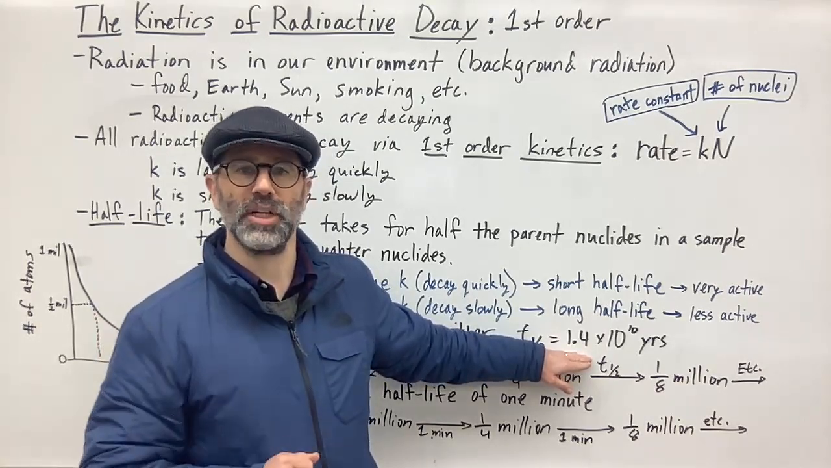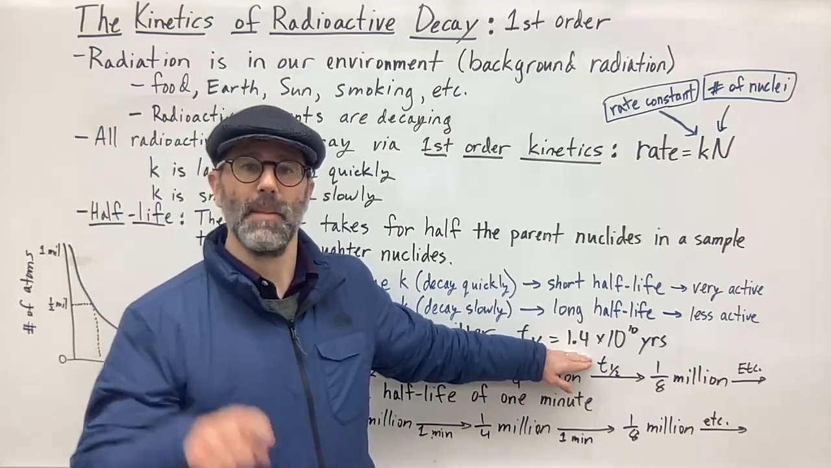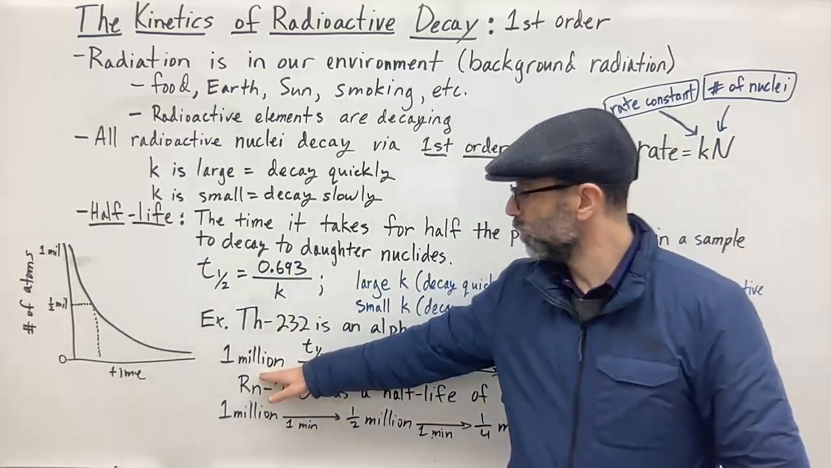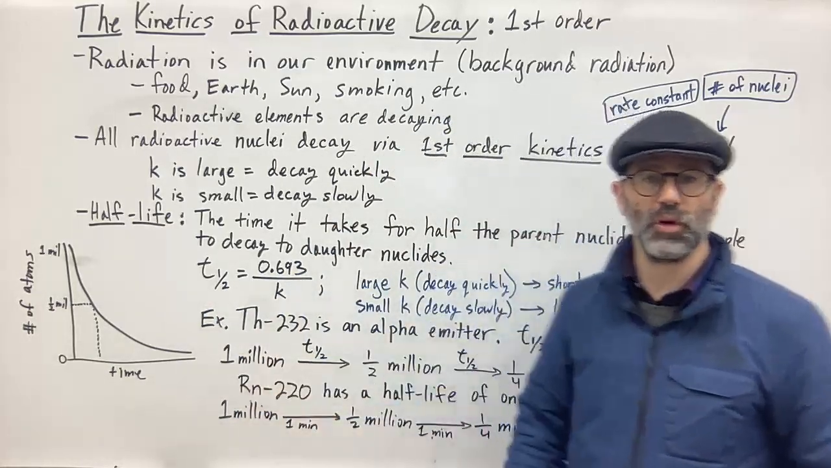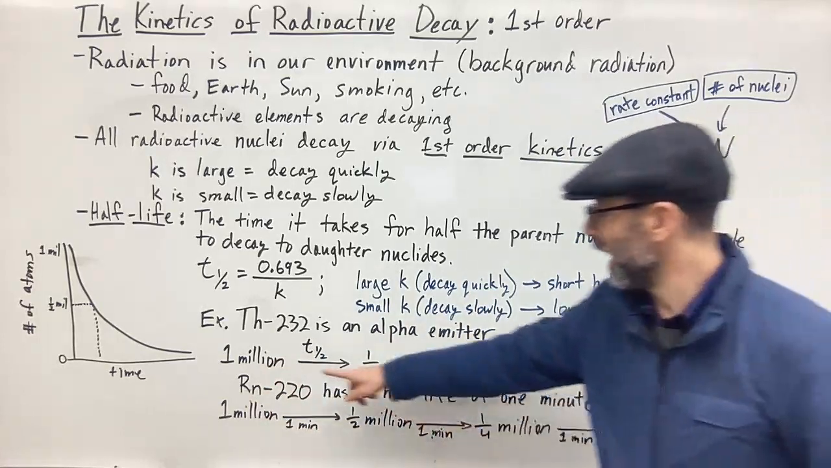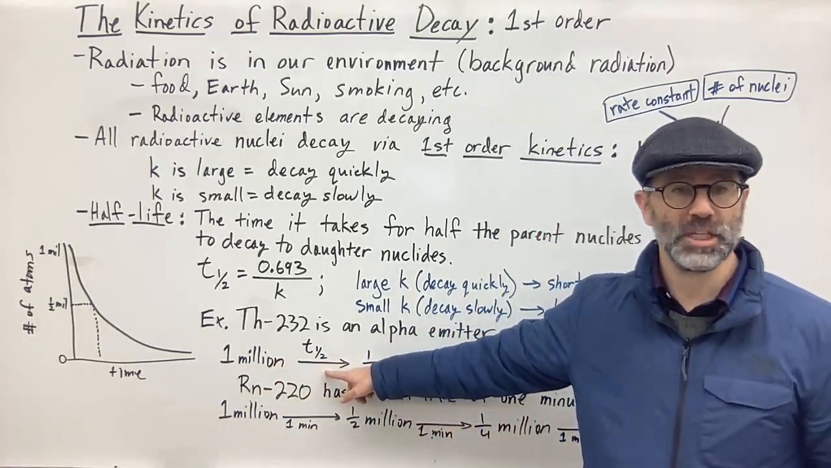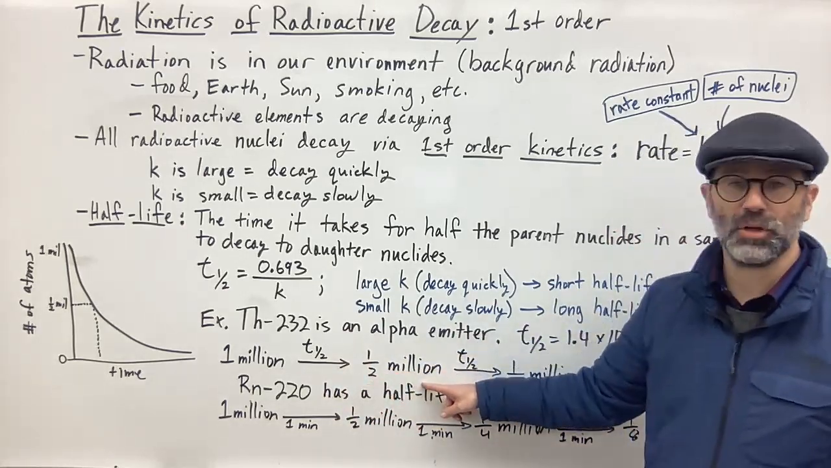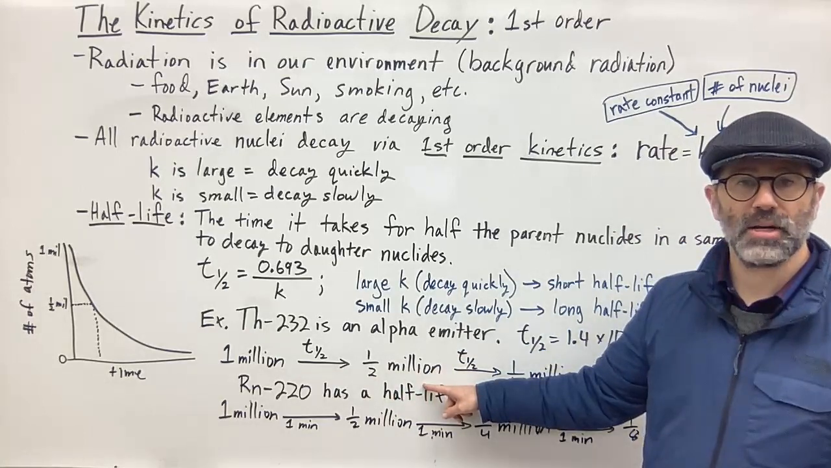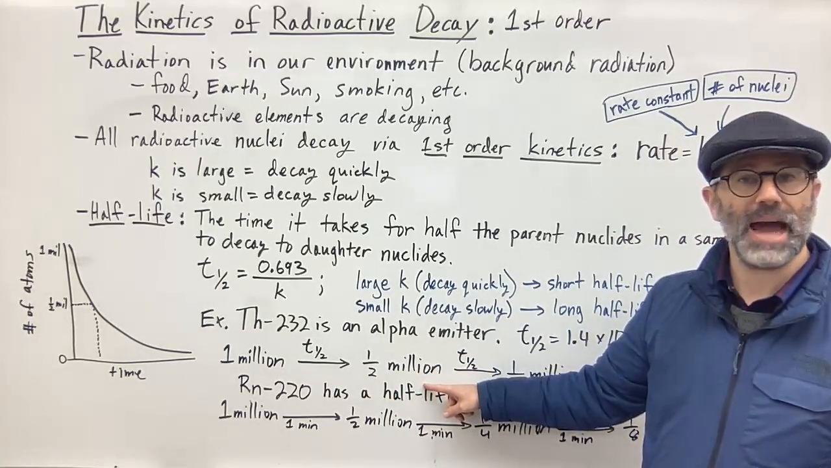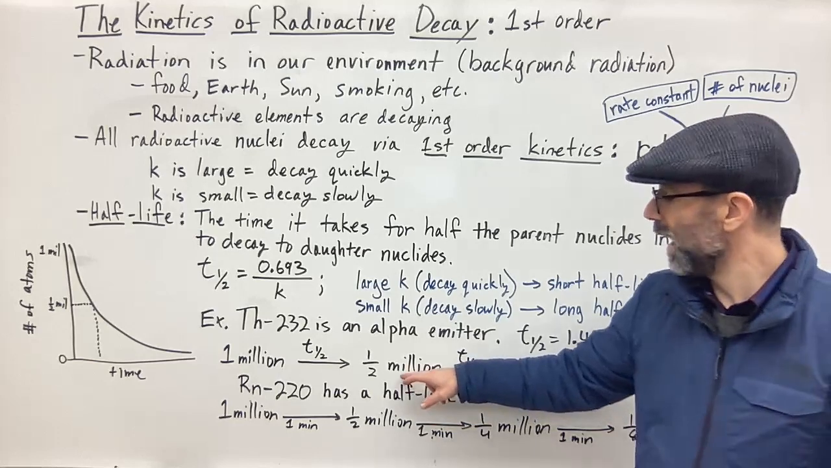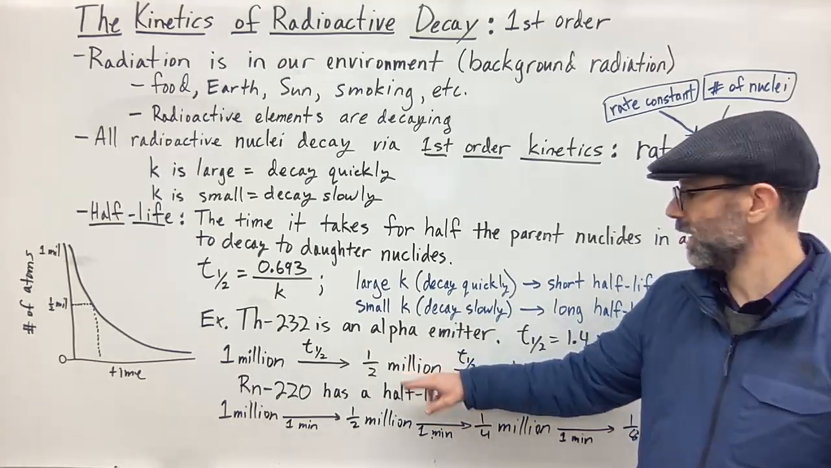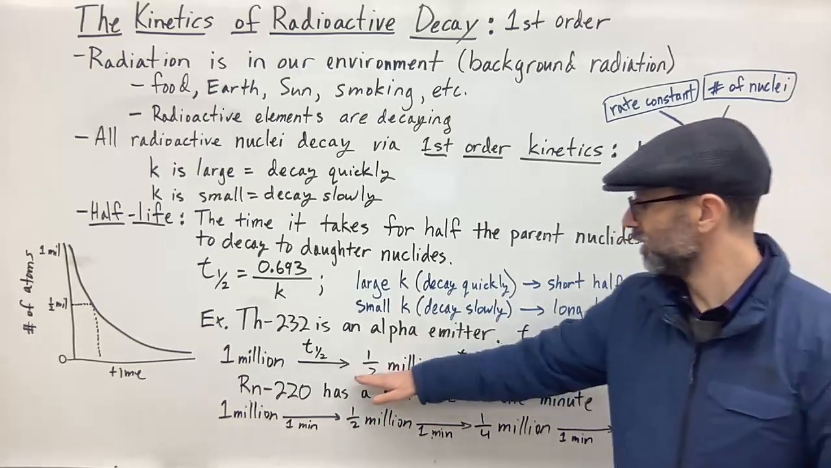So 14 billion years for half of that original sample to decay. My example here is if I start with 1 million atoms of thorium-232, then after one half-life of 14 billion years, I'll end up with 1/2 of a million of the parent isotopes or atoms left over. So 1/2 of them decayed and became daughter isotopes. They decayed and became something else. So now I have 1/2 a million left.